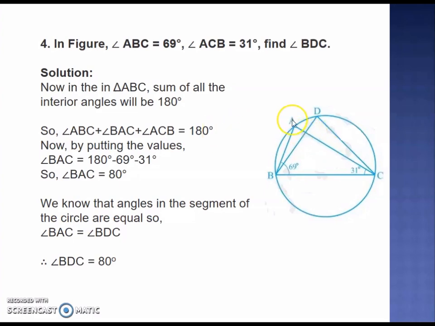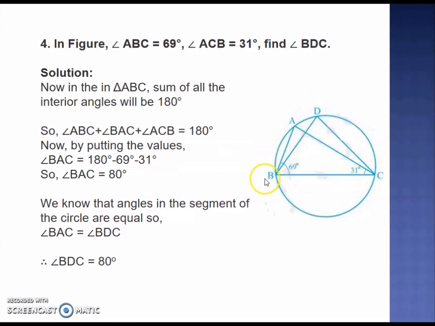Now if you consider this triangle BAC, in triangle BAC, two angles of the triangle are given to you. Angle B is 69 and angle C is 31. So using the angle sum property, you can find out angle A, that is angle BAC. 180 minus 69 minus 31. So you will get it as 80 degrees.